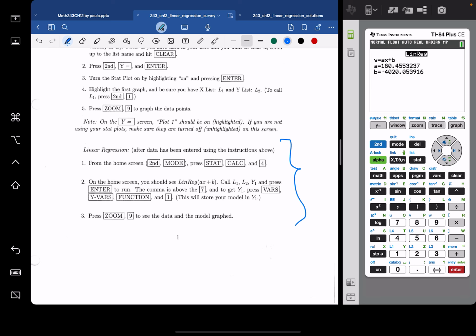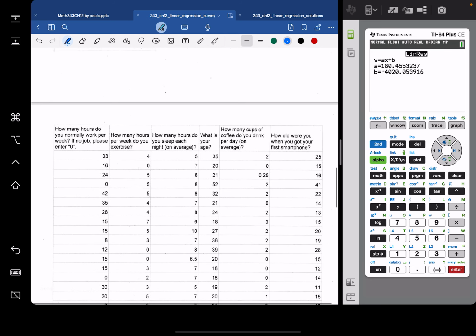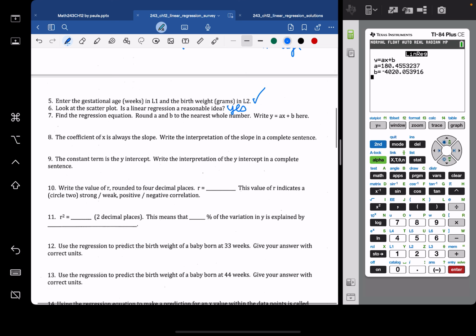And now I have my regression equation, which I'm going to write down on my paper. And if we press graph, the line shows up with our data. Oh, that didn't show up. Okay, so stat calc 4, I have to do this again to retrieve my regression equation. Enter, enter. Okay. So going back to page 1 or page 2 of your worksheet, I'm going to write down the regression equation. Round a and b to the nearest whole number, write a plus bx here.